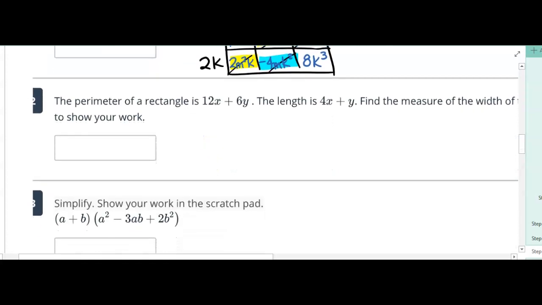We have this perimeter problem, so let's draw a picture. Here's a rectangle. The length is 4x plus y.